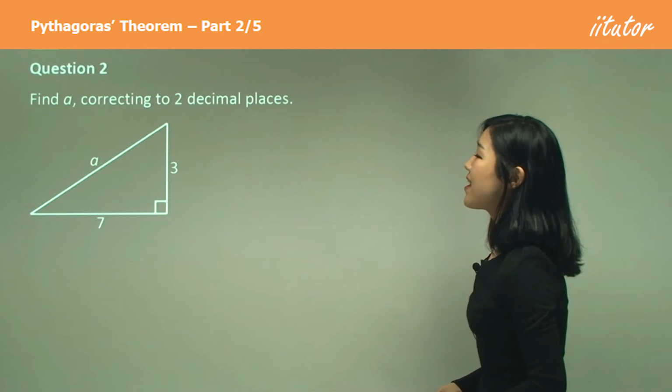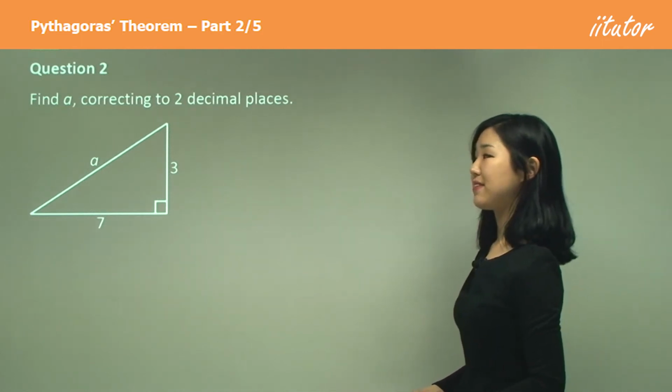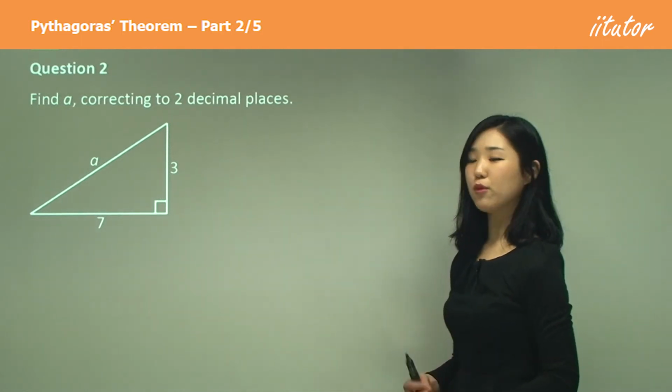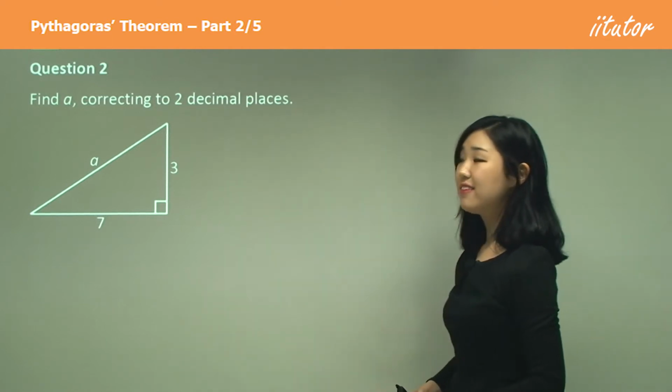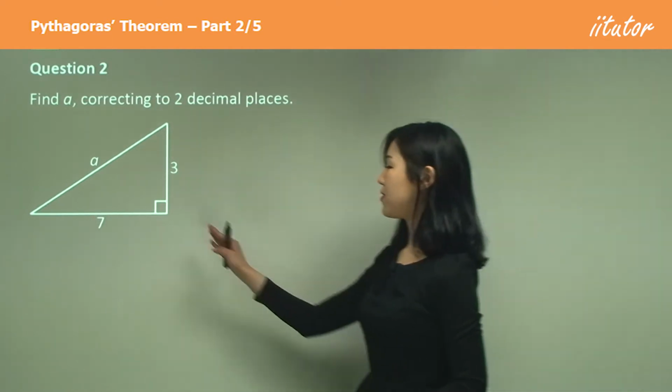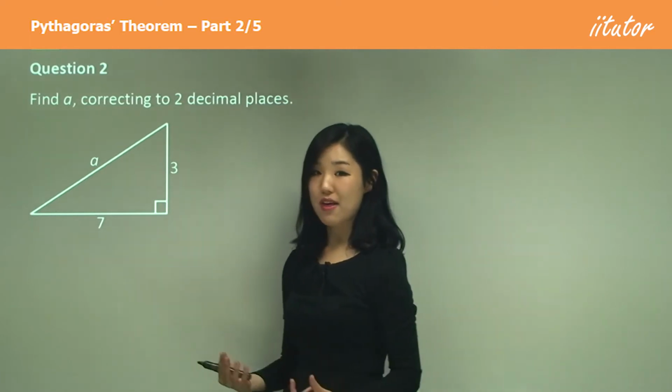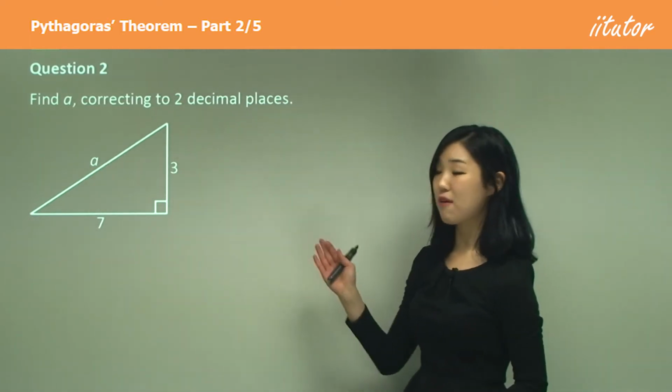Question 2. Find A, correcting to 2 decimal places. Okay, we want to look for the pronumeral A. You can see that A is the hypotenuse because it's opposite the right angle. And we can apply the Pythagoras Theorem, can't we? Because it is a right angle triangle.